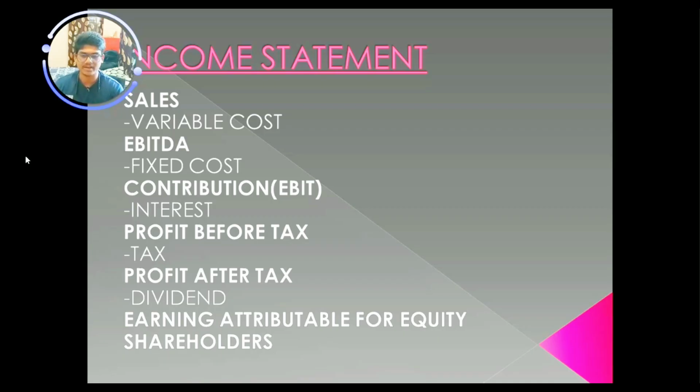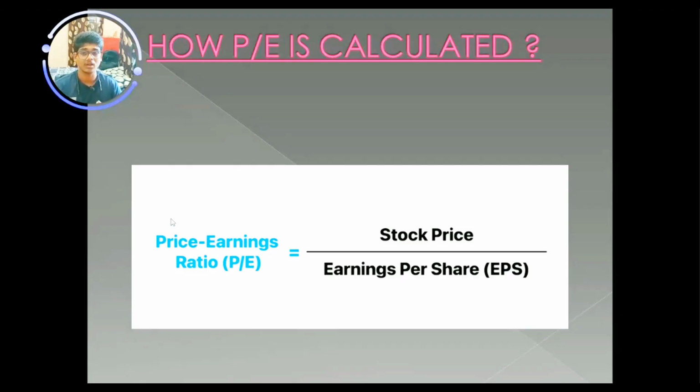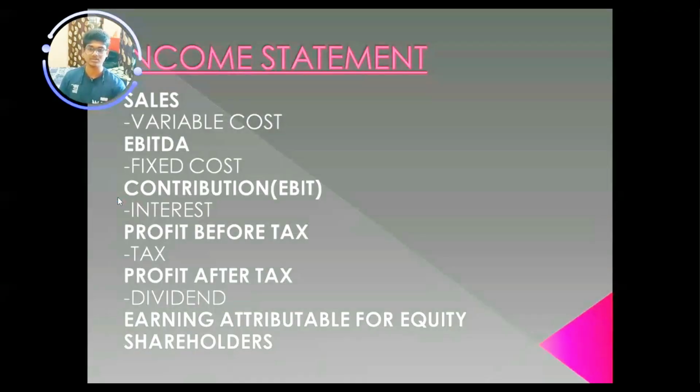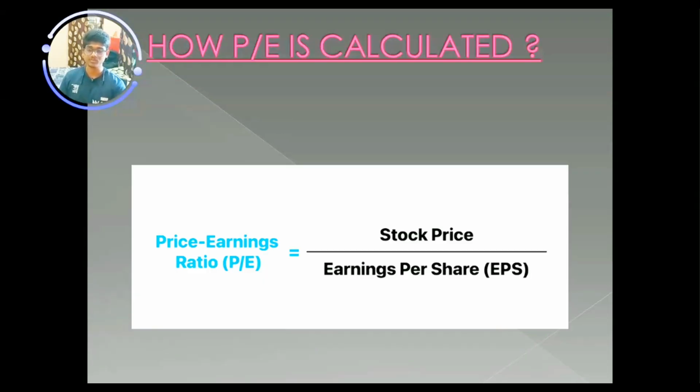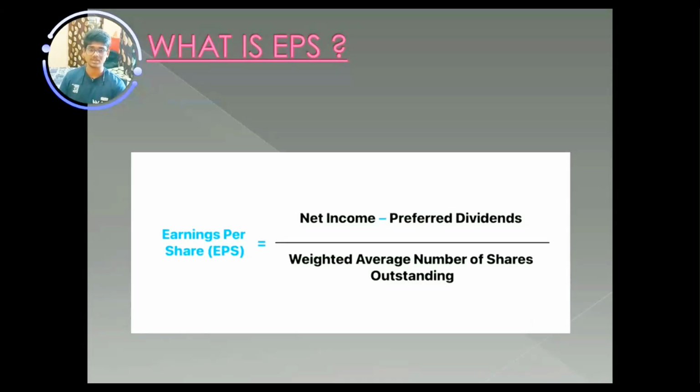Now moving towards our next slide. Now how to calculate PE ratio. It is stock price over the earnings per share. Now I told you that these are very interrelated, and for calculating one of them we have to calculate the other. It's gone over the head. Yeah, I know. From the income statement we can calculate the earnings per share. So let me show you how EPS is calculated.